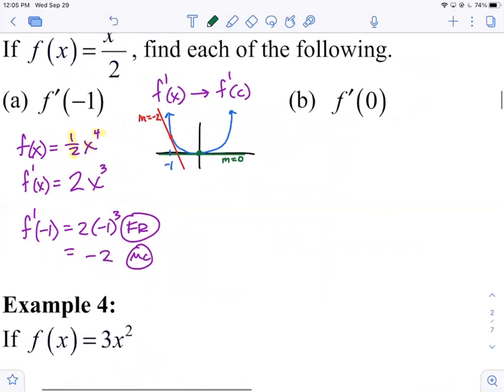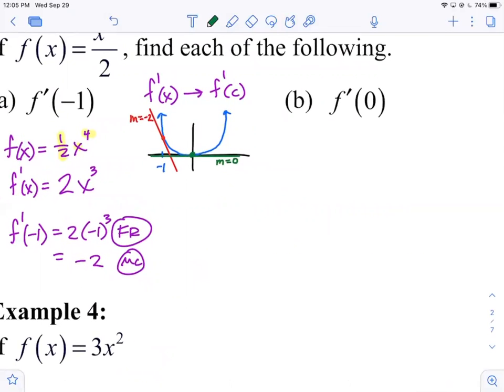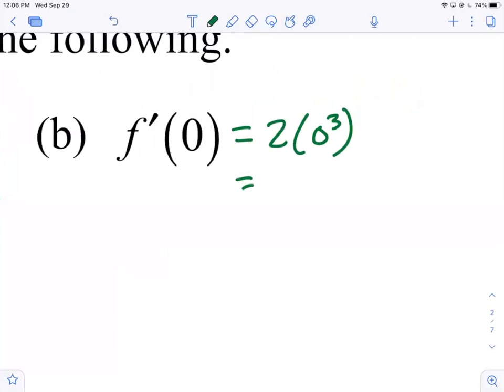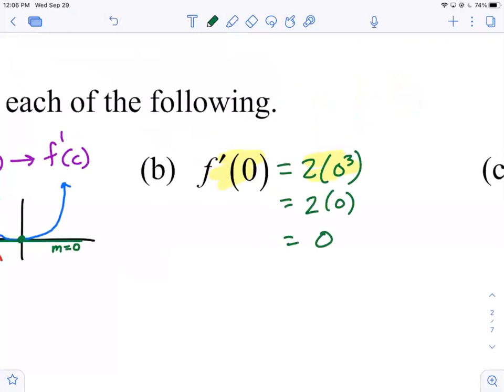F prime of 0. If I plug a 0 in, I'm going to work left to right here. I'm going to get 2 times 0 cubed. Once you work left to right, you need the equal sign, and then you work straight down. Don't keep working left to right. You should really have no more than 2 terms left to right. Once you have that second term with the equal sign, now you work straight down. 2 times 0, which is 0. Of course, you don't need to show that many steps either. But there you go. The slope is 0, just as we anticipated.